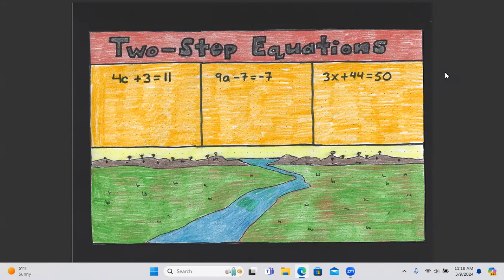This is the first video in a series of videos related to two-step equations and how to solve them. A two-step equation typically has a variable. A variable is a letter that is hiding a number. Now, we have three examples right here to show you how to find that number that is hiding behind that letter. We have 4c plus 3 equals 11, 9a minus 7 equals negative 7, and 3x plus 44 equals 50.